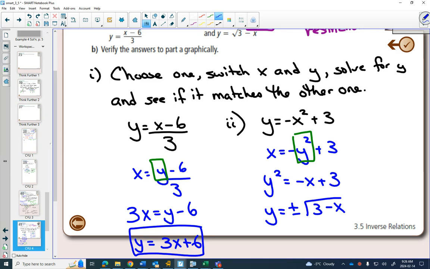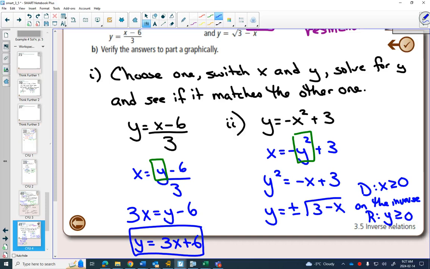But there was a domain restriction. So which one do I have? Because of the domain restriction, do I have the plus one or the minus one? I have the plus one because if the domain restriction was x is greater than or equal to 0, on the inverse we would know the range restriction would be y is greater than or equal to 0.